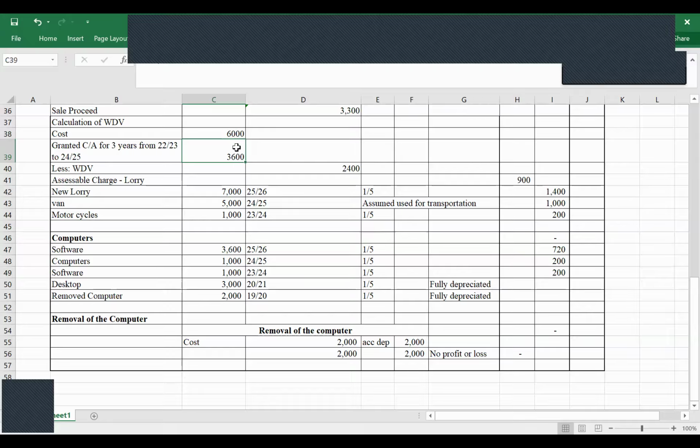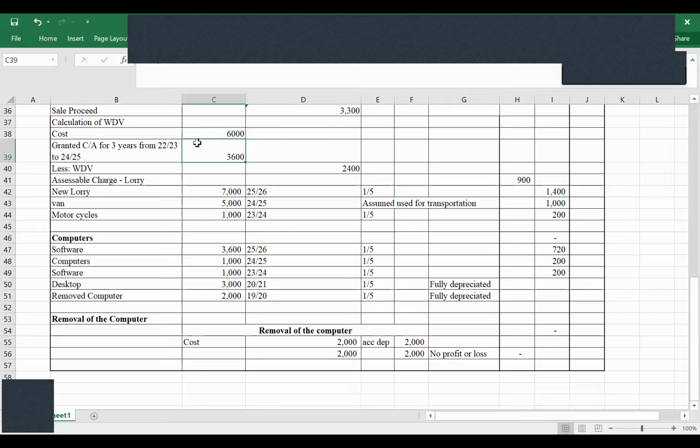So capital allowances already granted means we have to consider the purchased year of assessment, and from that purchased year of assessment up to the previous year of the disposed year of assessment, because for the disposed year we will not grant capital allowances. So since we are disposing this asset in the year of assessment 25-26, we have to calculate capital allowances up to the previous year of assessment, that is 24-25.